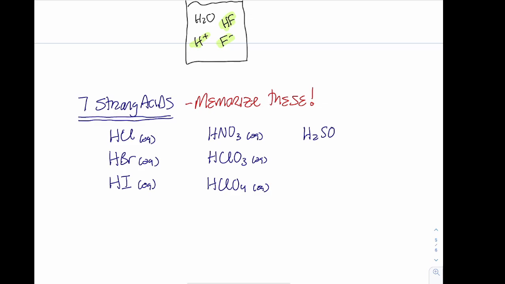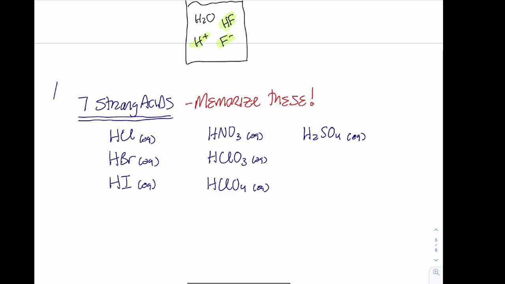And it's actually only the first proton that's strong, right? It has 2 protons that it can lose. Remember, its conjugate base is going to differ by 1 proton. So going from H2SO4 to HSO4 minus is strong. HSO4 minus is not a strong acid. I'm not writing that on my list. So losing that second proton is weak.